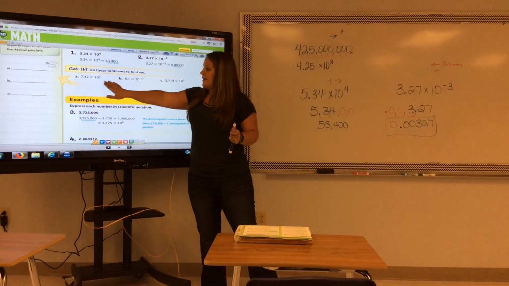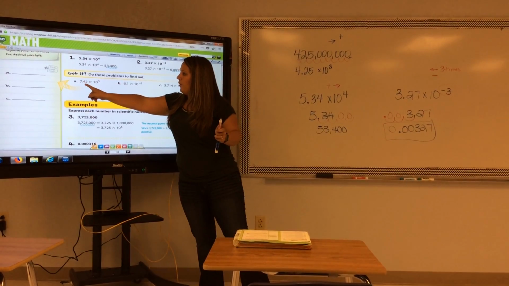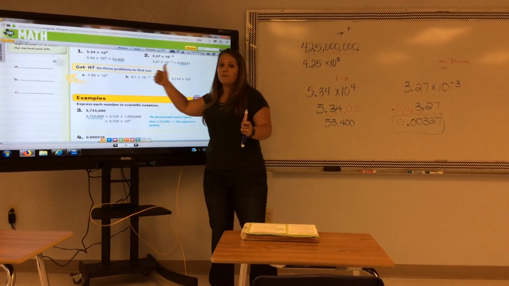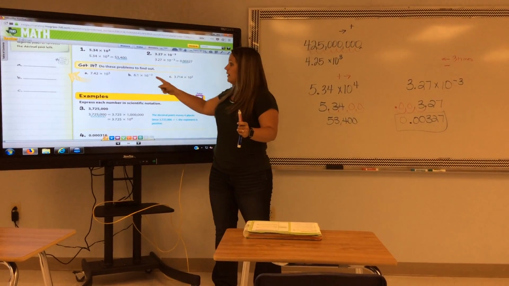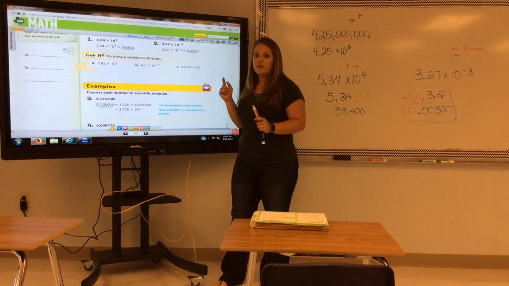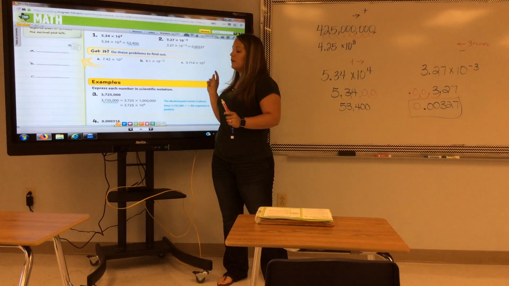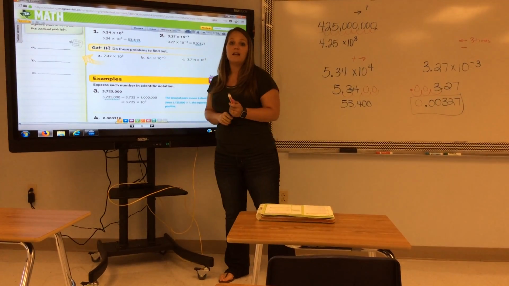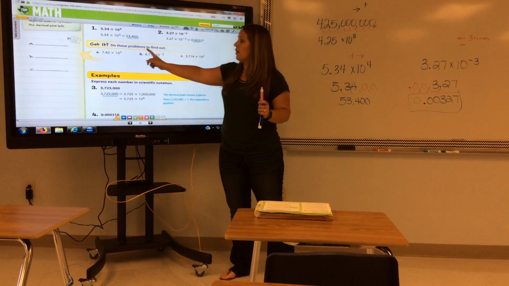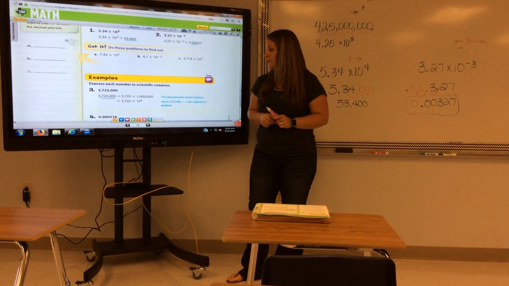So for example, on these examples, 7.42 times 10 to the positive fifth, I'm going to move that decimal 5 places to the right. Letter B says 6 1/10 times 10 to the negative second power, so I'm going to move it 2 to the left, making it a decimal. You should be able to tell what your number should be like based off of their exponents. Okay?